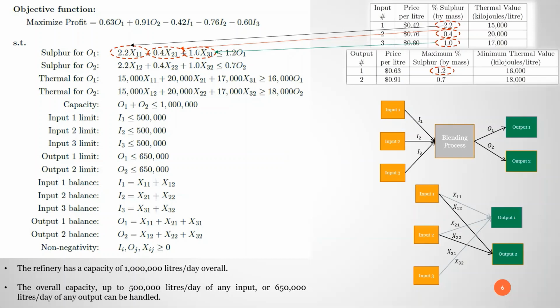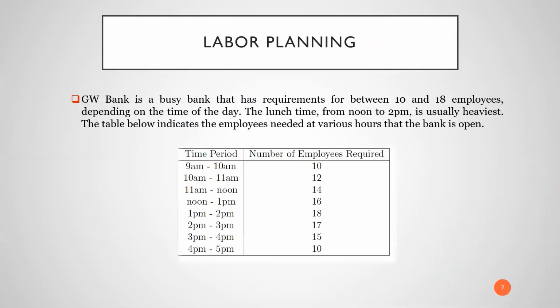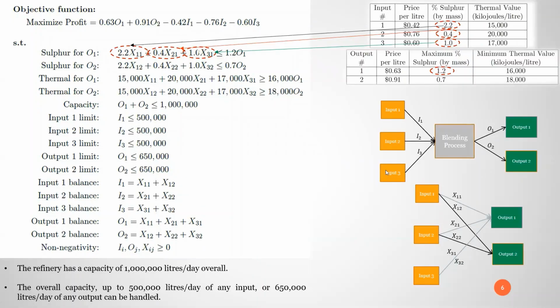If you look at the diagrams, you will see that the total amount of input number 1 is based on 2 separate amounts: the amount being used in output number 1 and the amount being used in output number 2. So I should have a balance constraint here for each of these inputs. I1 equals x11 plus x12, and the same for the other 2 inputs.